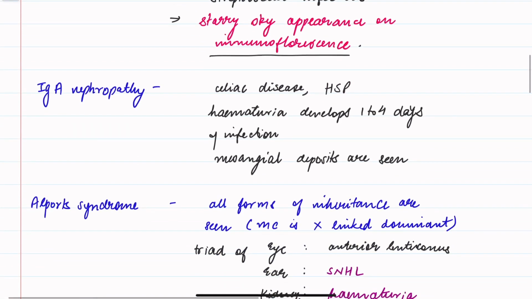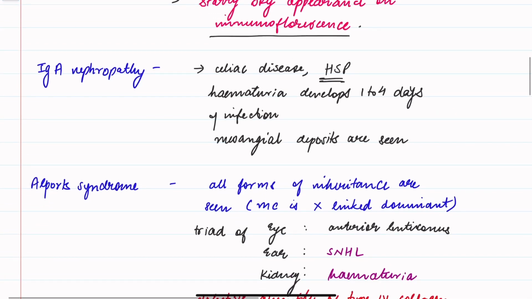Coming to IgA nephropathy, it is the most common cause of nephritic syndrome in adults. Causes are celiac disease, Henoch-Schönlein purpura. Hematuria develops 1 to 4 days after infection. Okay, this is the point of difference from PSGN. You will see mesangial deposits.